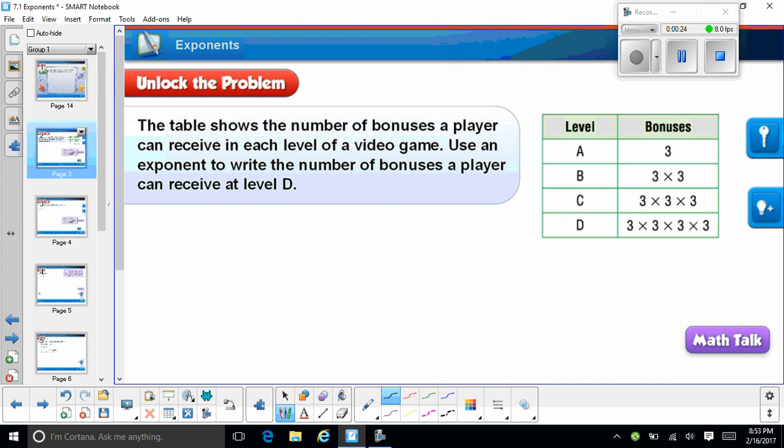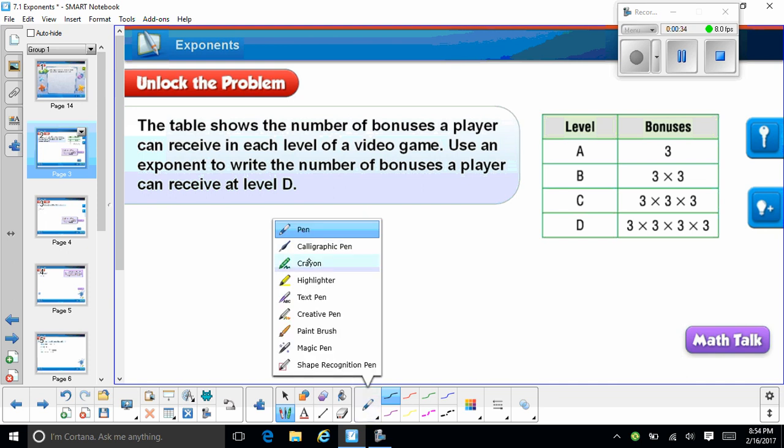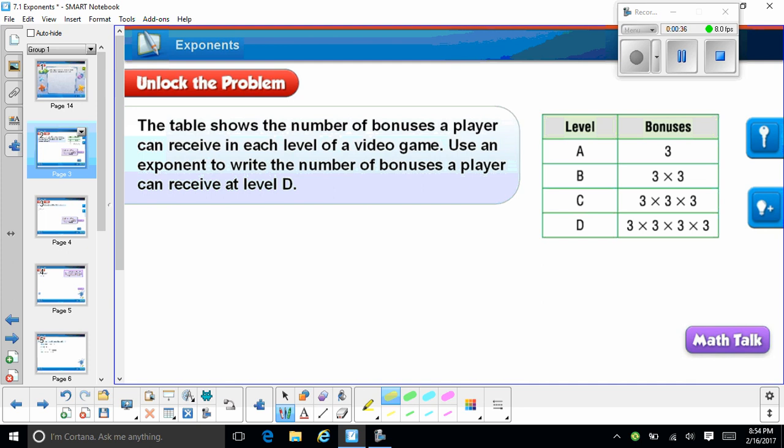The first way is going to be written in a table, or having to use information from a table to write your exponent. So let's go ahead and check out this word problem and see what I'm going to be doing. The table shows the number of bonuses a player can receive in each level of a video game. Use an exponent to write the number of bonuses a player can receive at level D. And so I need to write this information as an exponent, and I'm going to be focused on level D. So I'm going to go to my table and I'm going to highlight level D.